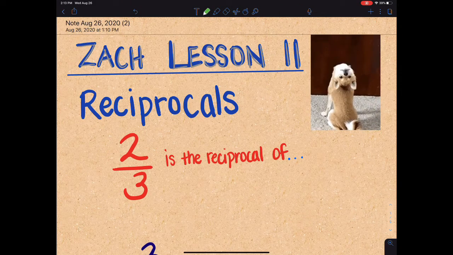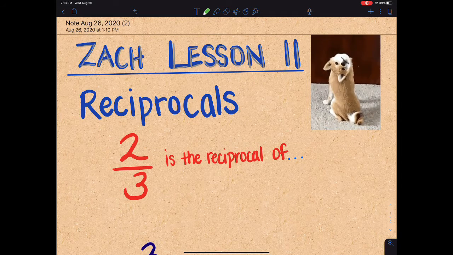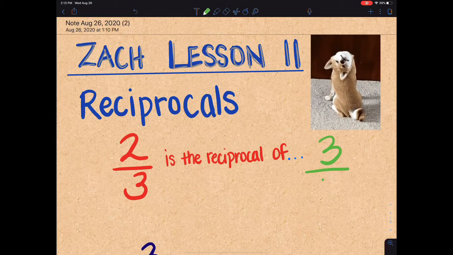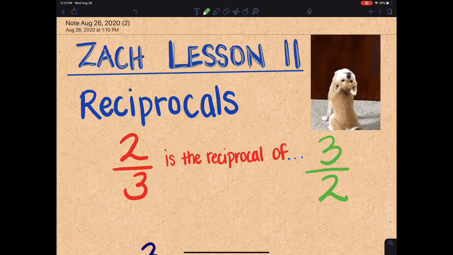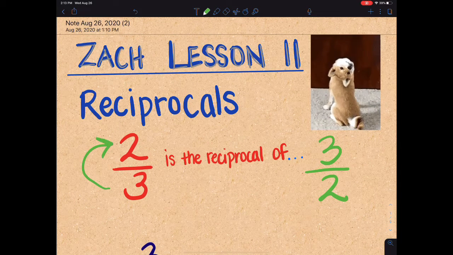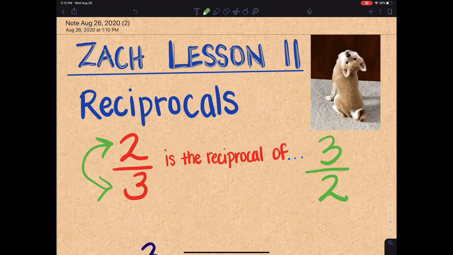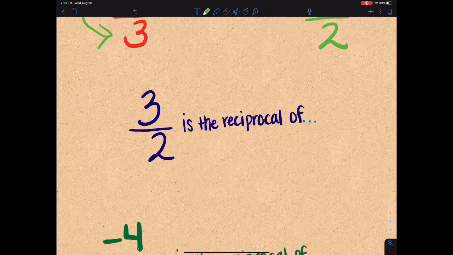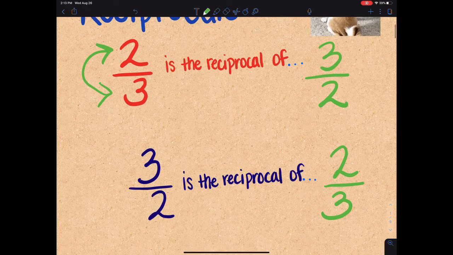Okay, so 2 over 3 is the reciprocal of, and I'm going to write 3 over 2, because obviously if you just take this fraction and flip it upside down, you're going to end up with that. Okay, let's do another one. 3 over 2 is the reciprocal of 2 over 3, because we just flipped it. And look, these are the same as the numbers right above it, right? So it's just making the point that the reciprocal is the inverted form of that fraction, and then the inverted form of your answer is going to be the original fraction that you started with.